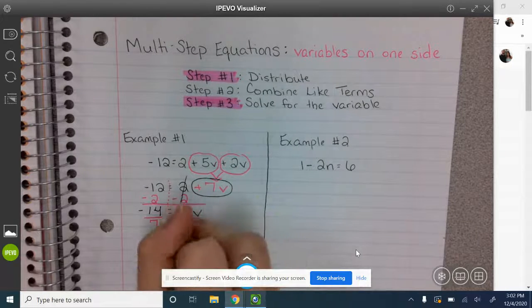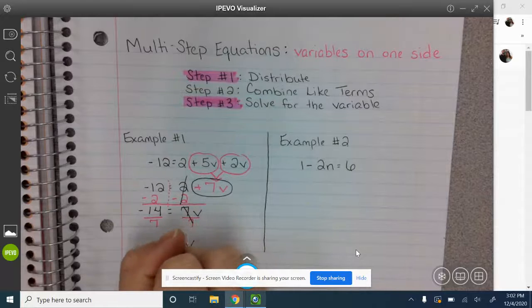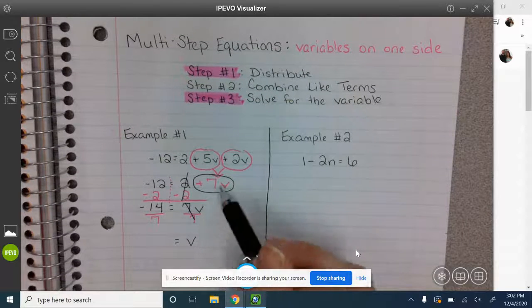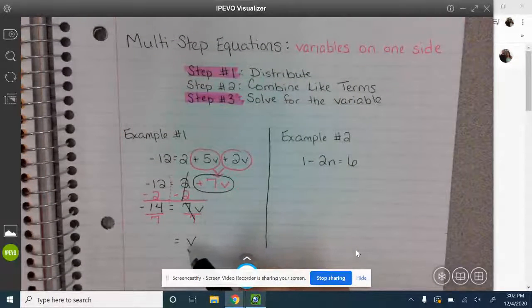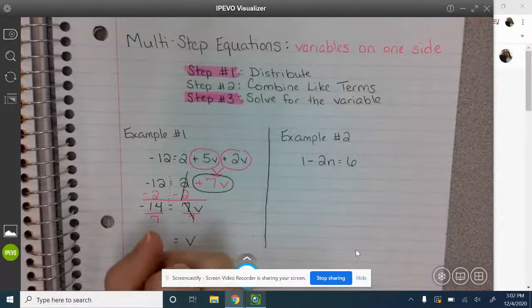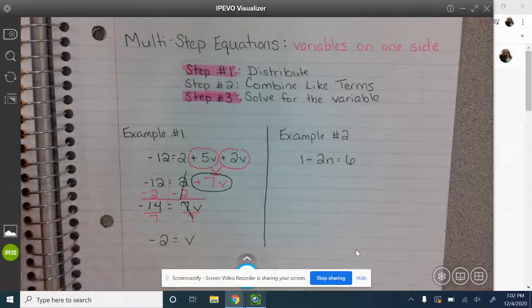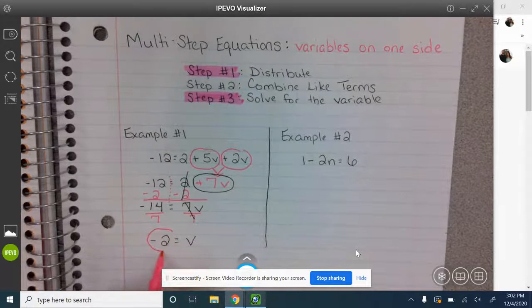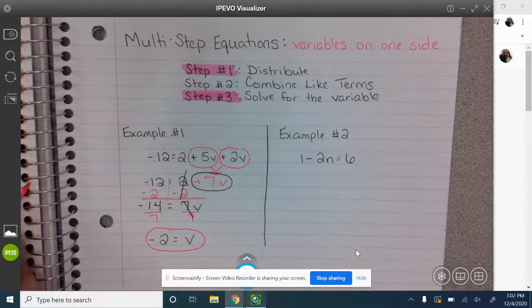And then I'm left with v on the right-hand side. If it starts on the right, leave it there. You cannot rewrite it or it'll mess you up later. Negative 14 divided by 7 is negative 2. So my answer is negative 2 equals v.